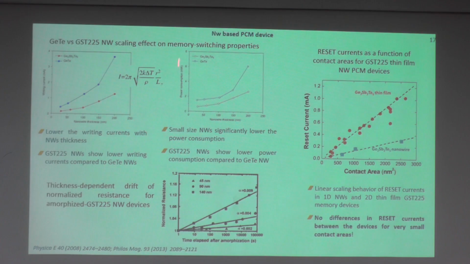Also, power consumption can be reduced with the size of the phase change material. This graph shows the power consumption versus nanowire thickness, again GT and GST, and the small size nanowires show significantly lower power consumption, and the GST225 shows low power consumption compared to the germanium telluride nanowires.